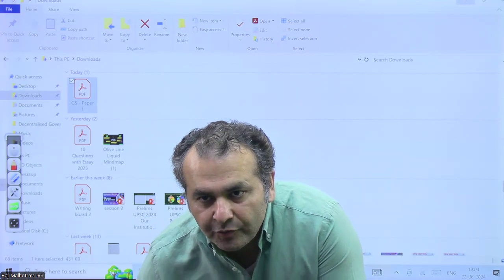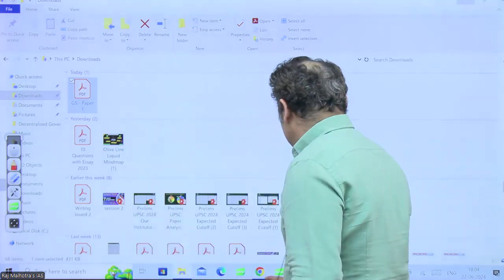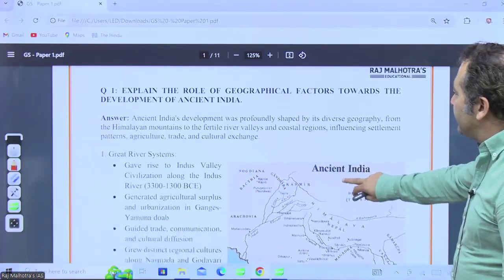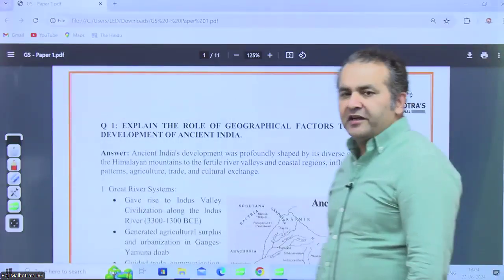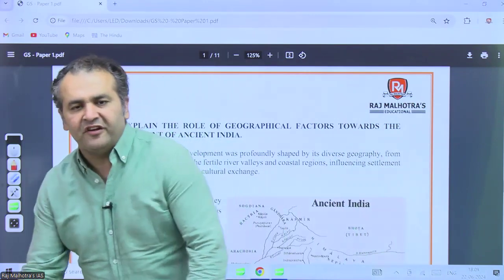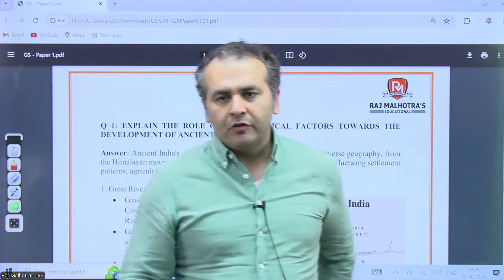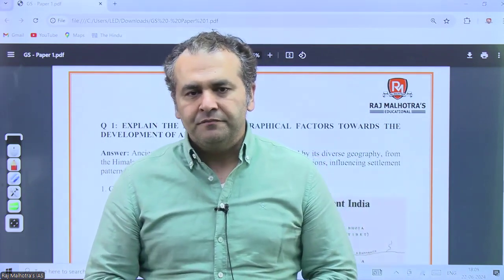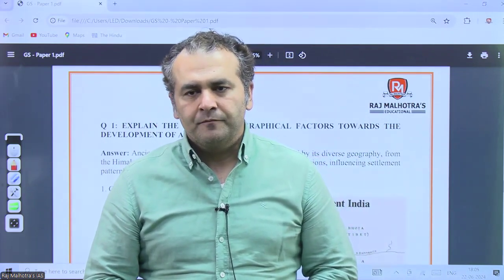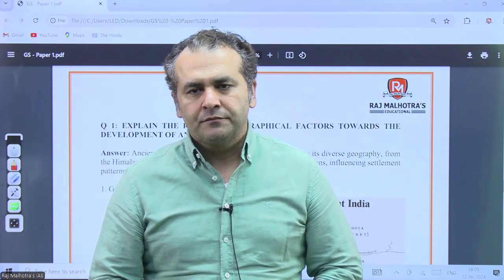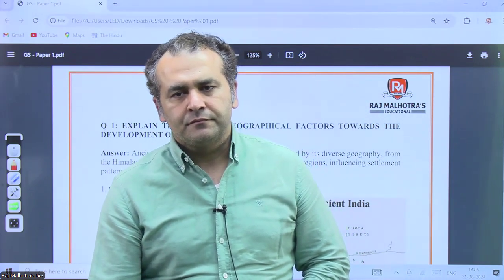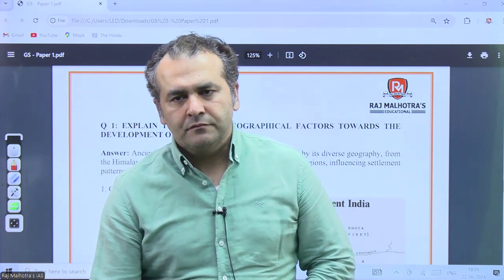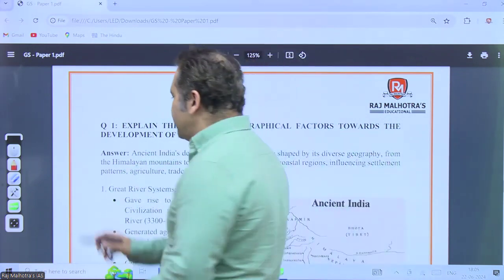Just joined. Can you repeat the question? Okay. Explain the role of geographical factors towards the development of ancient India. This was the question asked last year, GS paper 1, question 1. Now, is there anyone who can try this answer, can discuss the answer with me? Chalo, let's have a look at this answer.